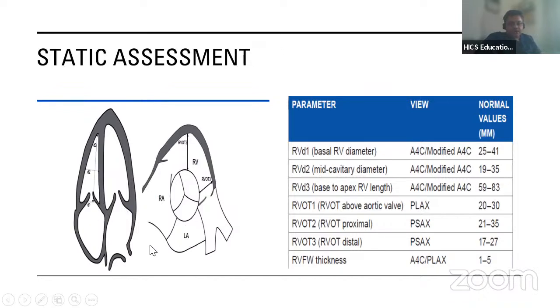Similarly, you can also look at the right ventricular outflow tract, both proximal and distal, in the parasternal long axis or the short axis views, and you can see the measurements. These are the normal values. The apical four-chamber view or the parasternal long axis view will also give you the right ventricular free wall thickness, and that should be around 1 to 5 millimeters. So this static assessment can give you a bird's eye view whether there is a primary RV problem or not.